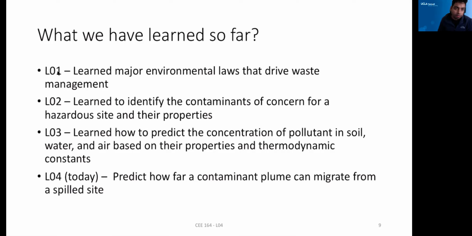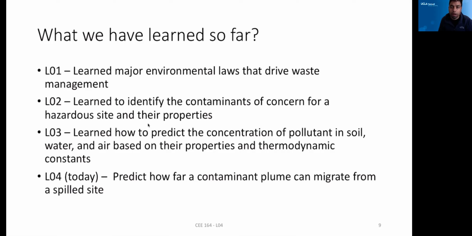So that's why I'm putting it here, so that you know whichever lecture topics are helpful for that project. On lecture 1, we learn major environmental laws that drive waste management, and for projects where you have policy and other things, that's going to be useful. Lecture 2, we learn how to identify the contaminants of concern for a hazardous site and their properties. So at least you know what kind of contaminants to look for, because there is a list of pollutants in those chapters, and you should be looking for those.